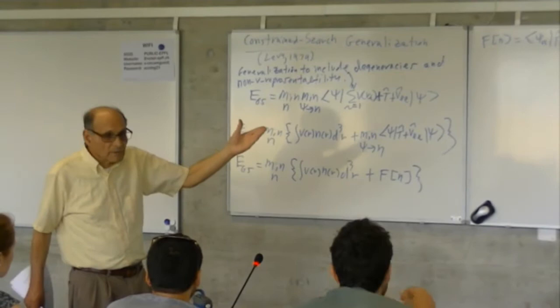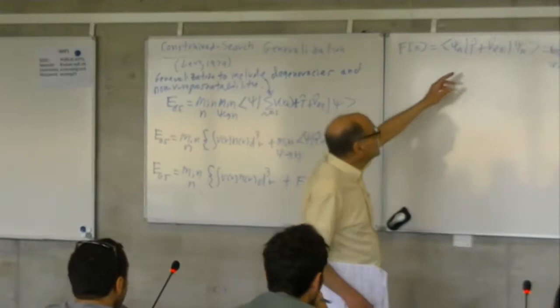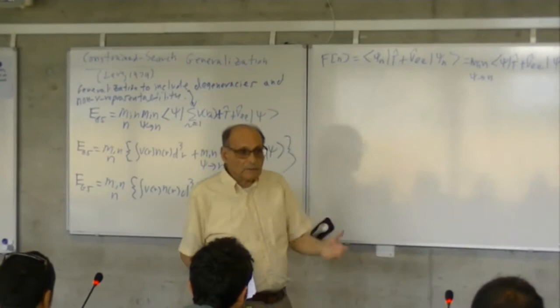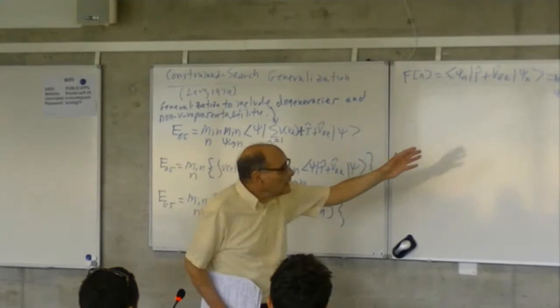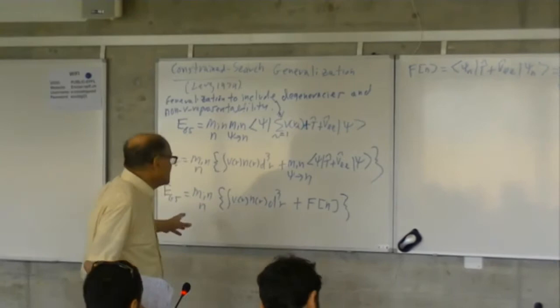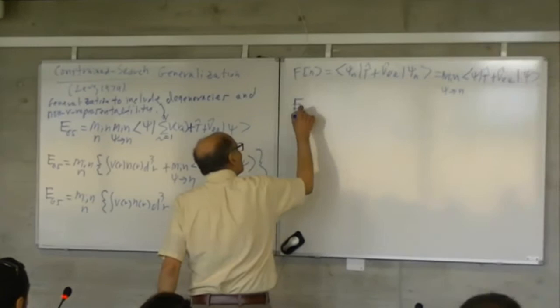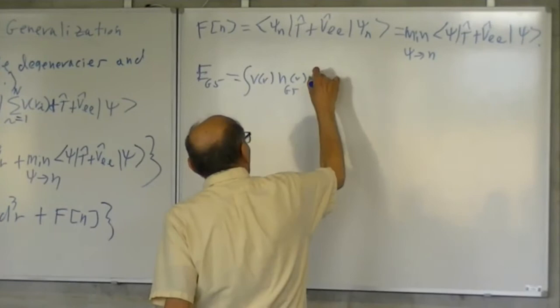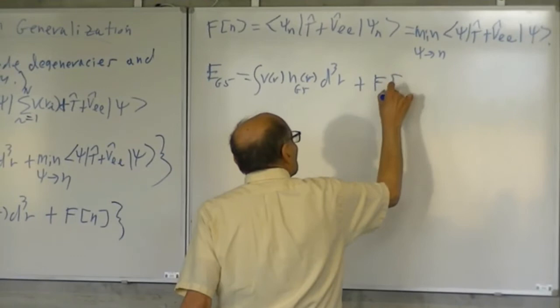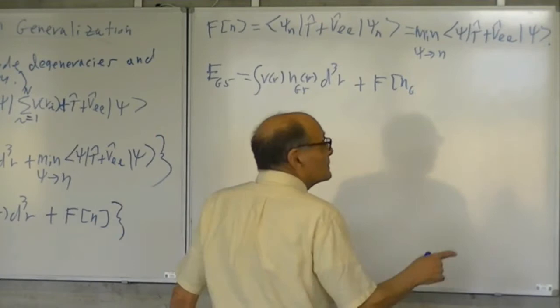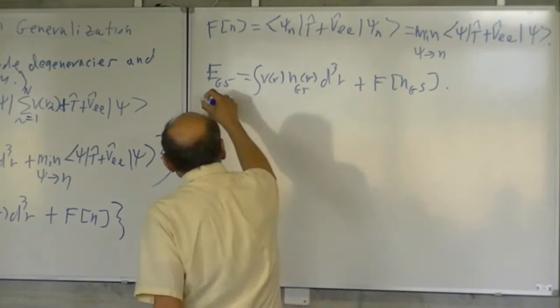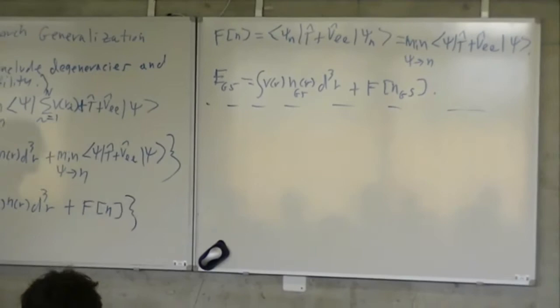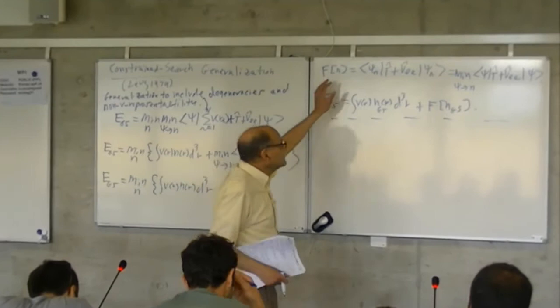And if n is the ground state density of the particular Hamiltonian you're interested in, then psi n is the ground state wave function. So that's the last part we write here: of course, the ground state energy is equal to the integral of V of r and n ground state of r, d3r, plus F of n ground state. So what we have, as you see, is a general definition for this F of n that generalizes the Hohenberg-Kohn.